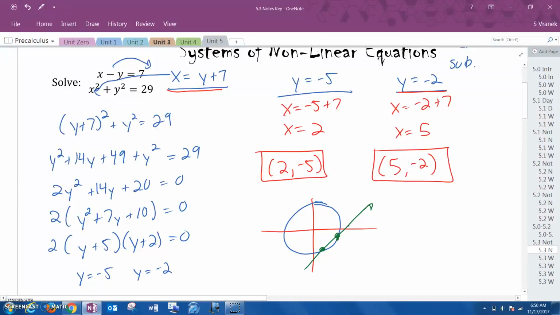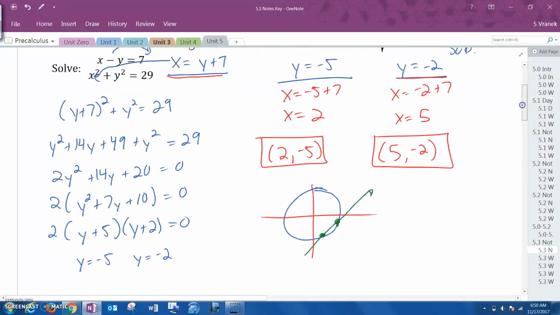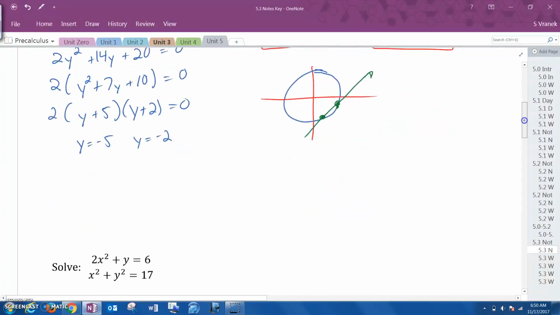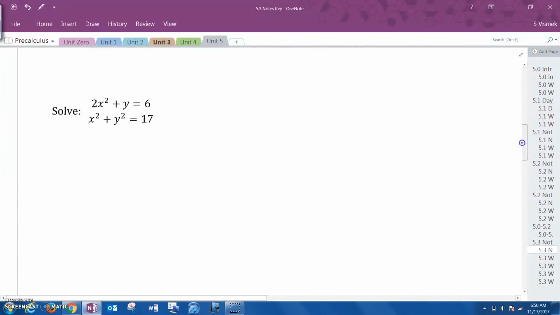Normally when we solve systems, we either get one answer, or we get infinitely many solutions on the line, or we get no solution. But since this is now a circle, the line could hit it in 2 spots. So we got 2 answers. All right, we're going to do one more today, and then I'll do the other ones for tomorrow.